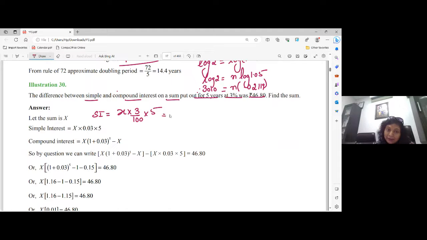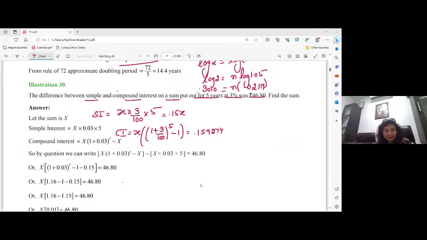So this becomes 0.15x. Now if you want to find out compound interest, that is X into (1 plus 3 upon 100) to the power 5 minus 1. This is the formula for compound interest. For that, we have to find out the value of 1.03 to the power 5, minus 1. So that becomes 0.15927. 0.15924. Take at least 4 to 5 decimal places.